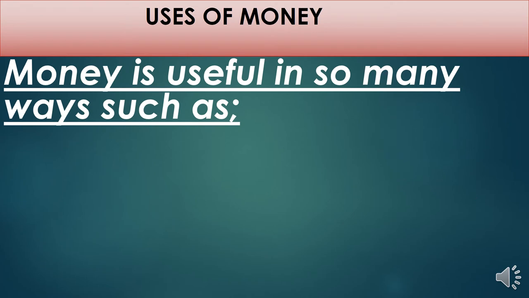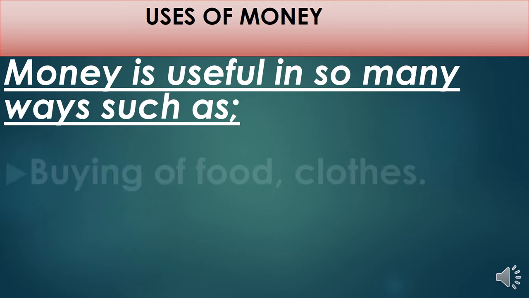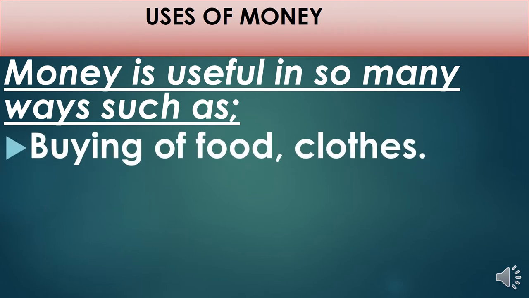All right, boys and girls, let's look at uses of money. What do we use money for? Okay, let's look at them. Now, first of all, we use money in buying of food and clothes. That clothes you're putting on was bought with money. The food you ate this morning, which your mom cooked and prepared, she bought the ingredients for the food with money.